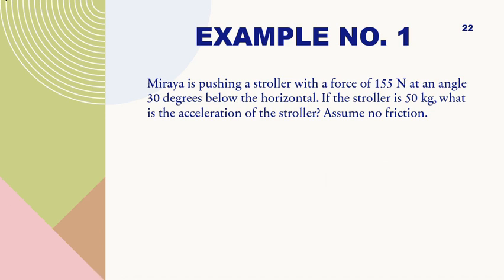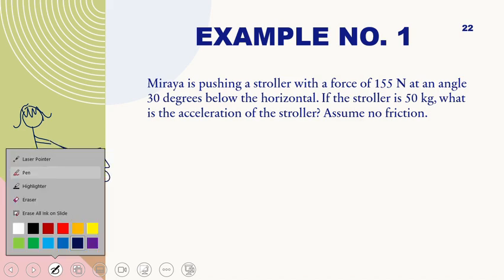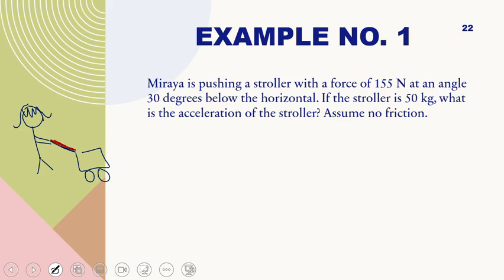Okay, example number 1. Mariah is pushing a stroller with a force of 155 newtons at an angle 30 degrees below the horizontal. If the stroller is 50 kgs, what is the acceleration of the stroller? Assume no friction. Okay, let's start by drawing a picture of Mariah, and she's going to be pushing this stroller downwards at an angle of 30 degrees. And then this is her applied force right here.